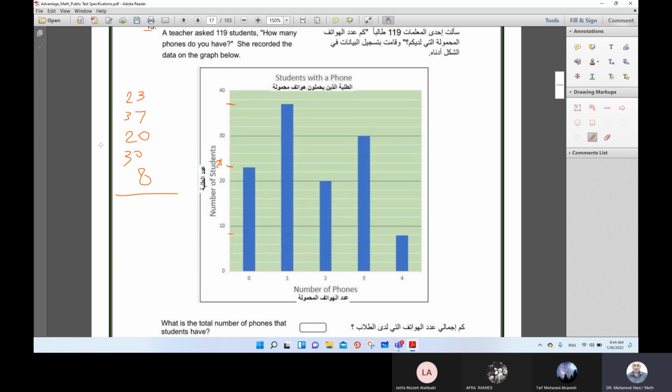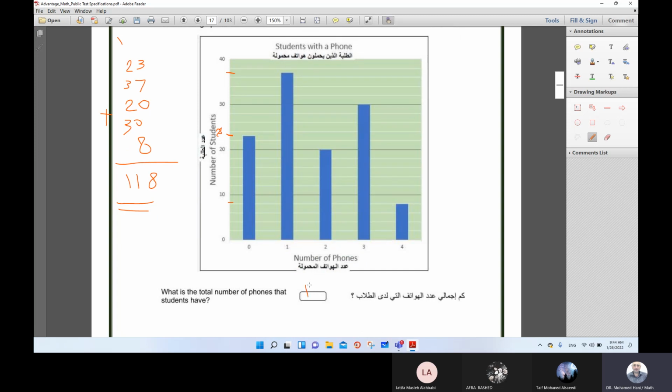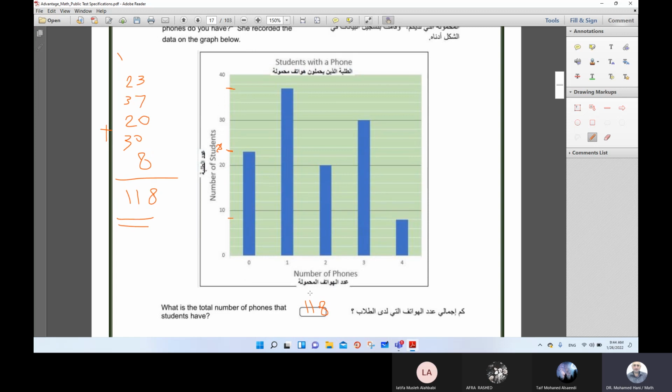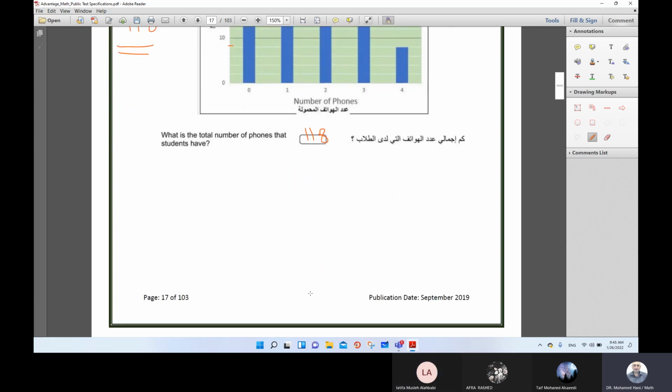We can add to know the total. 3 plus 7, 10, plus 8, 18. 1 plus 2, 3, plus 3, 6, plus 2, 8, plus 3, 11. So the answer will be 180. Do you have any question about this idea? No, mister.